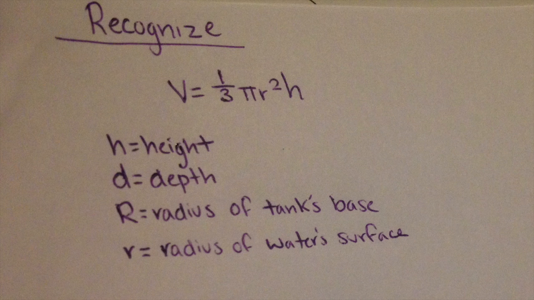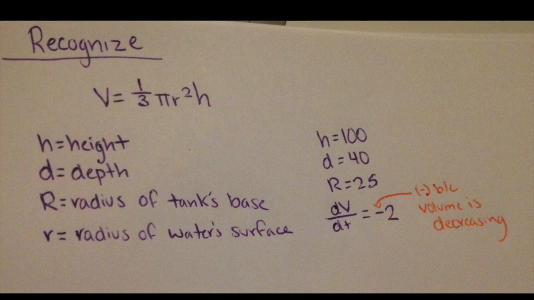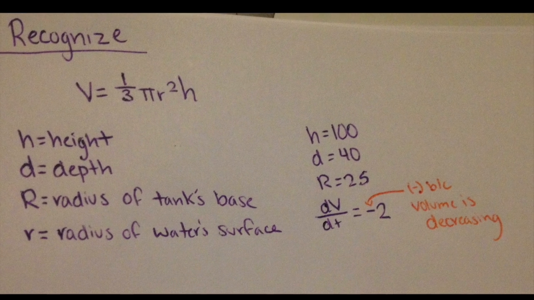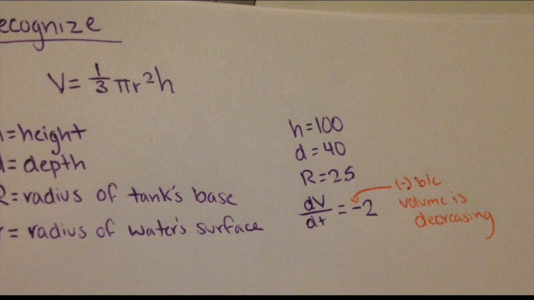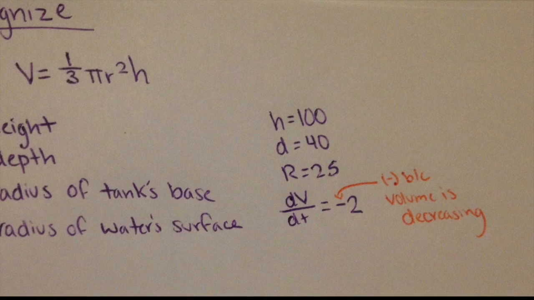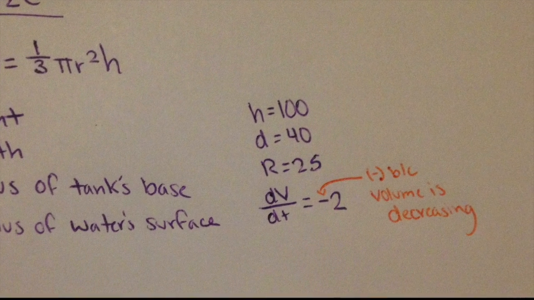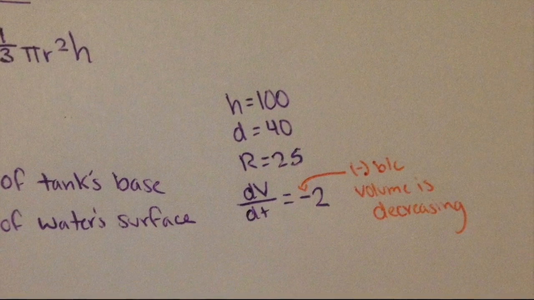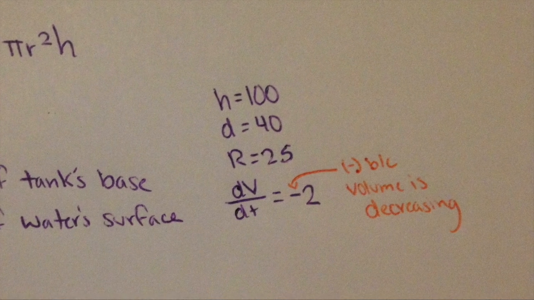We know that h represents the height of the tank, d represents the depth of the water, capital R represents the radius of the tank's base, and r represents the radius of the water's surface. We know that h equals 100, d equals 40, R equals 25, dV over dt equals negative 2. It is negative because volume is decreasing as the water leaks out of the tank.